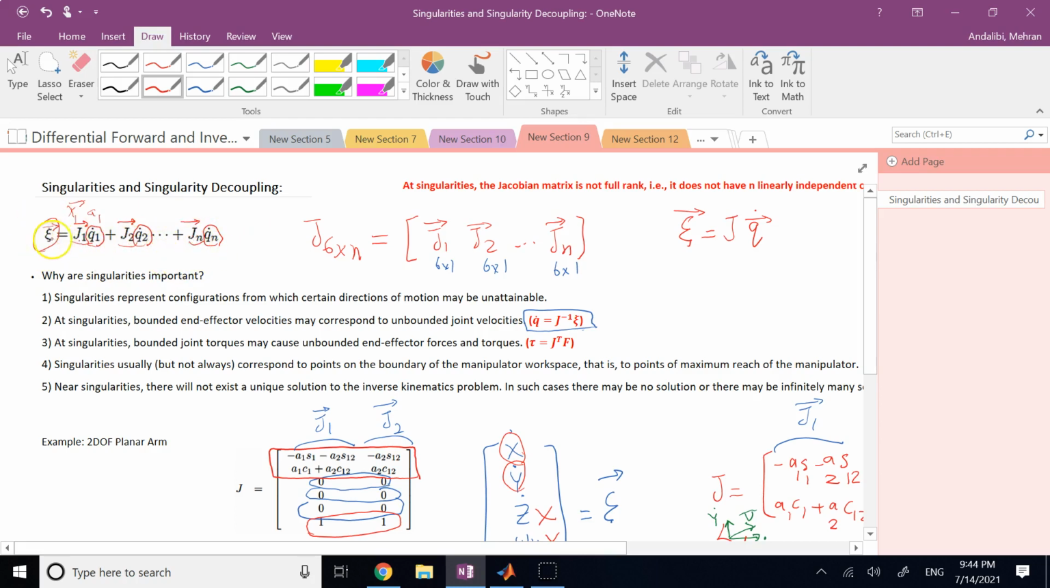I have n minus 2, and it means really this guy is not going to have all 6 degrees of freedom. It is only going to have 4 degrees of freedom, really independent. In 4 directions you can move it or rotate it. In 2 directions it's not possible.